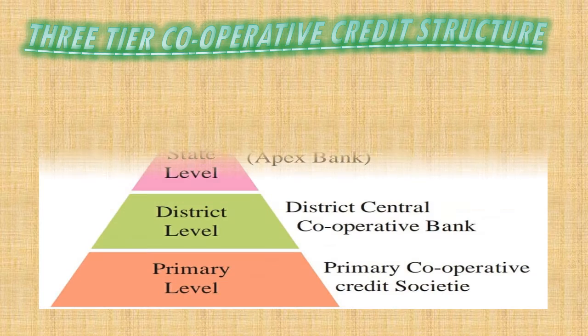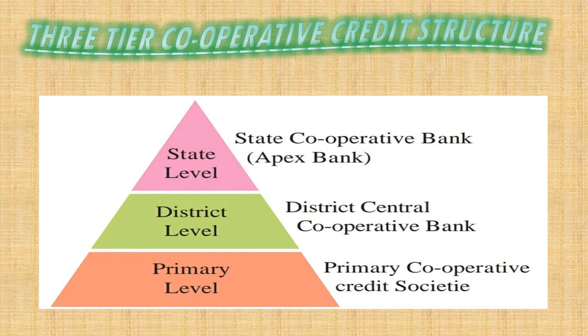The cooperative credit sector comprises cooperative credit institutions such as primary cooperative credit societies, district central cooperative banks, and state cooperative banks. This figure explains the structure of cooperative banks in India. It is a three-tier cooperative credit structure.